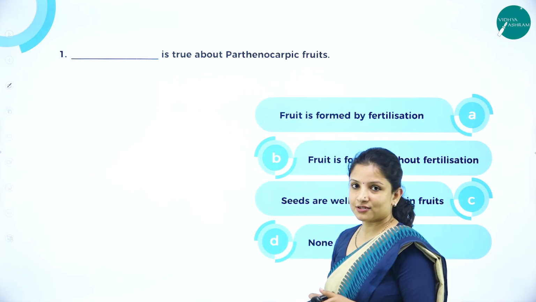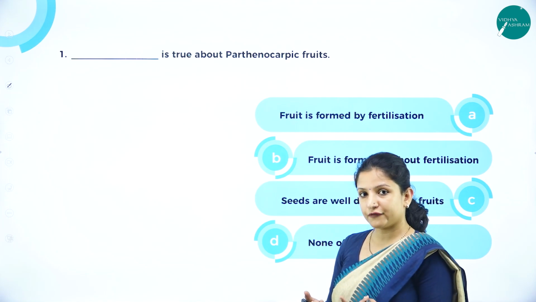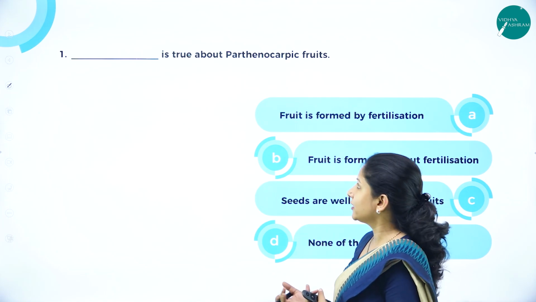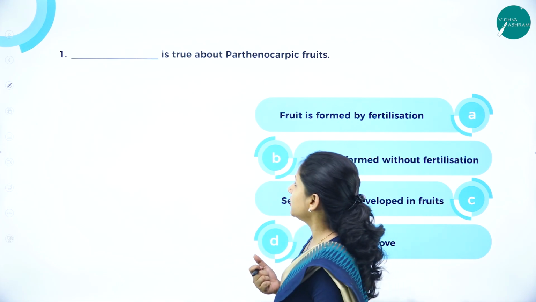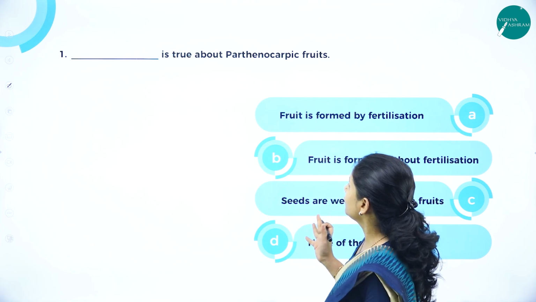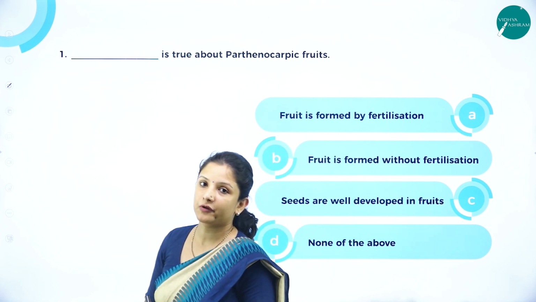Now we know about the structure of the dicot seed and the monocot seed, and also we know about the fruit, the layers of the fruit and all that. We shall learn some of the MCQs that can be framed under this particular topic. Dash is true about parthenocarpic fruits. Okay, I didn't tell about parthenocarpic fruits.